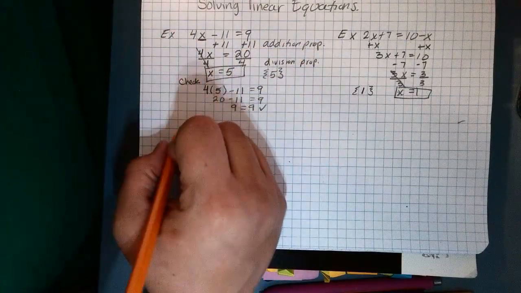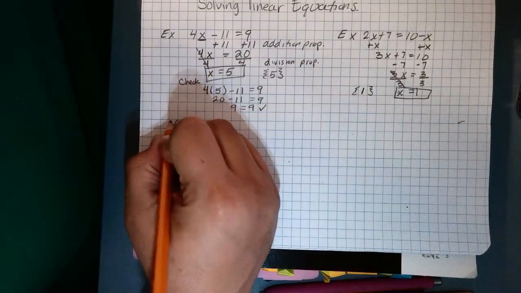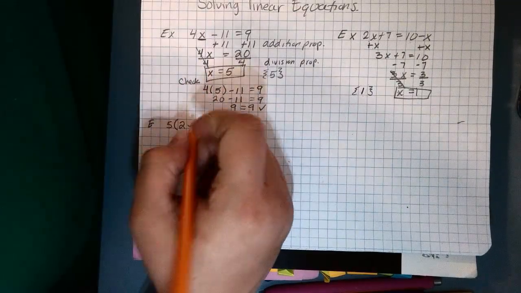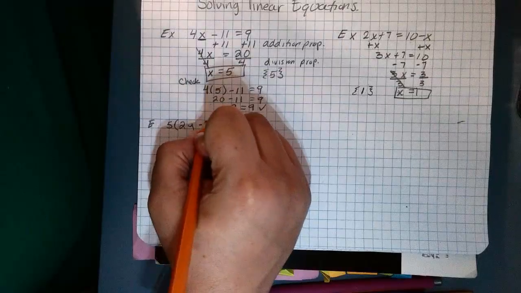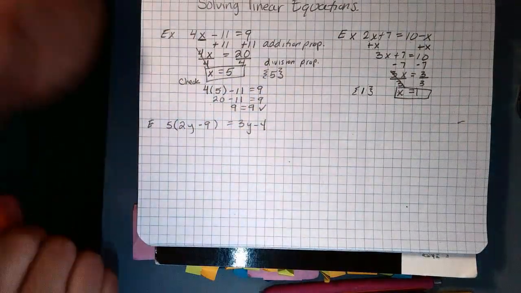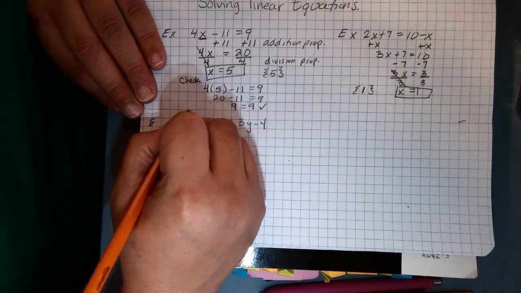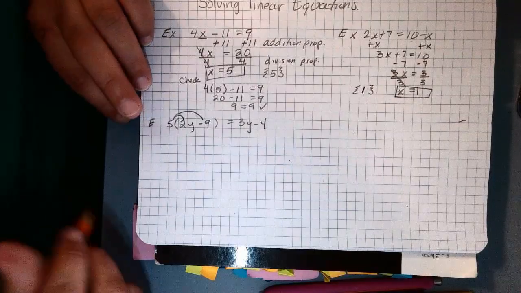Okay, here we go. Let's try using our division property. 5 times 2y minus 9 equals 3y minus 4. So same properties as before. I'm going to multiply out this 5 to both terms in the parentheses.